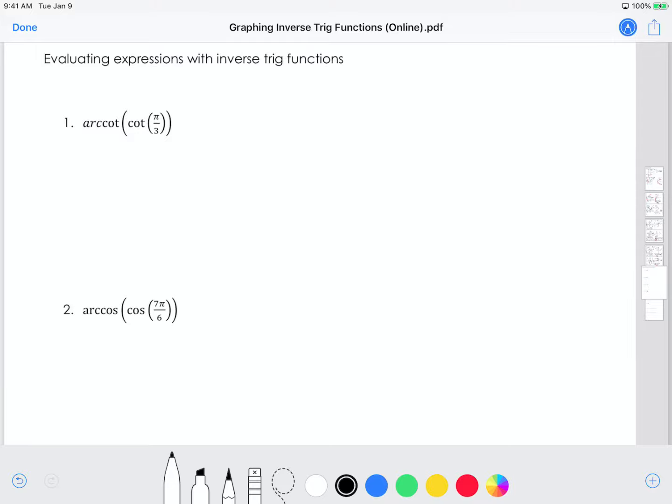Now that we understand the domain and range of our inverse trig functions, we can now apply that to evaluating expressions with inverse trig functions. So arc cotangent is just another way of saying inverse cotangent.